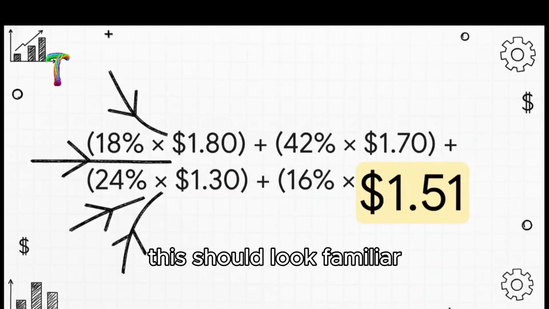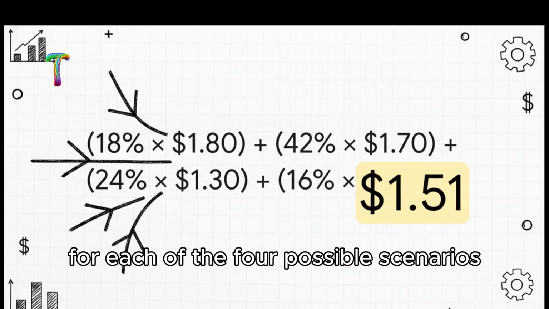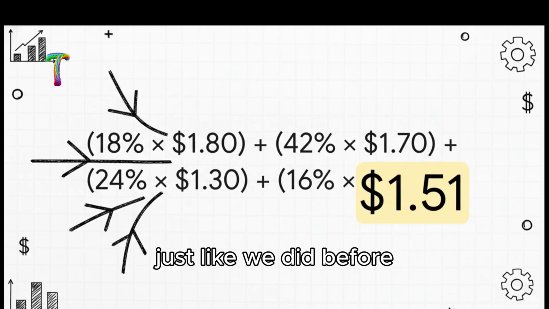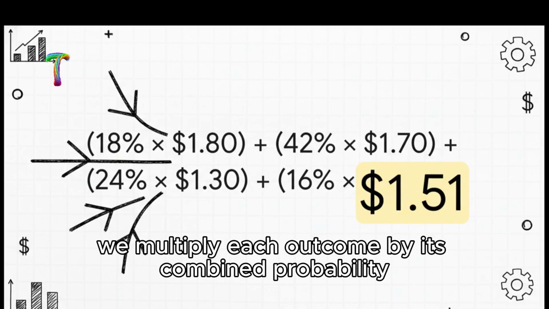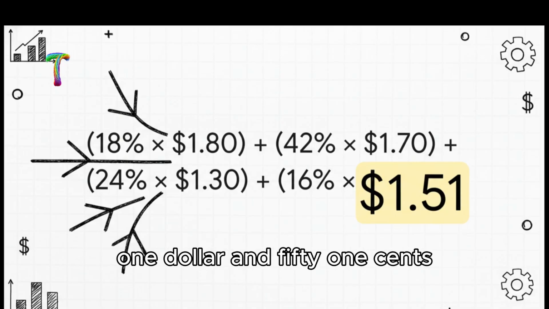And hey, this should look familiar. Once the tree gives us the final probabilities for each of the four possible scenarios, we can calculate the overall expected EPS, just like we did before. We multiply each outcome by its combined probability, add them all up, and we get our final expected value, $1.51.